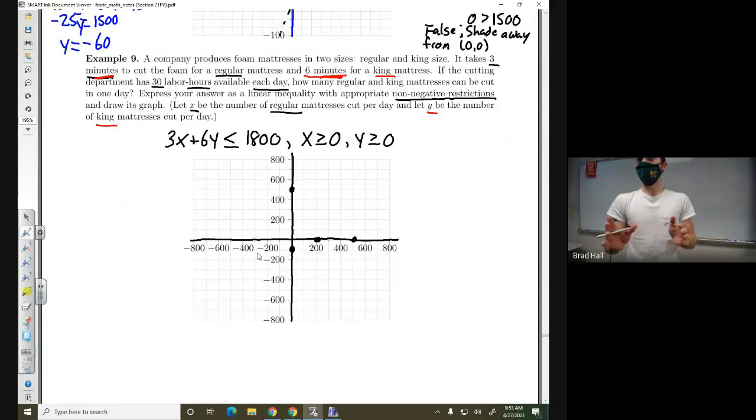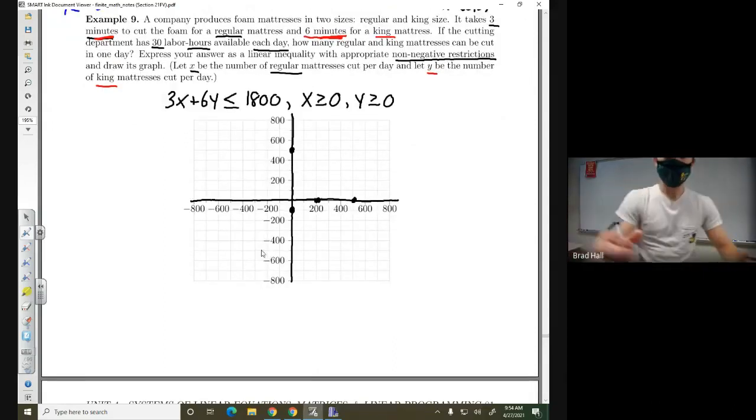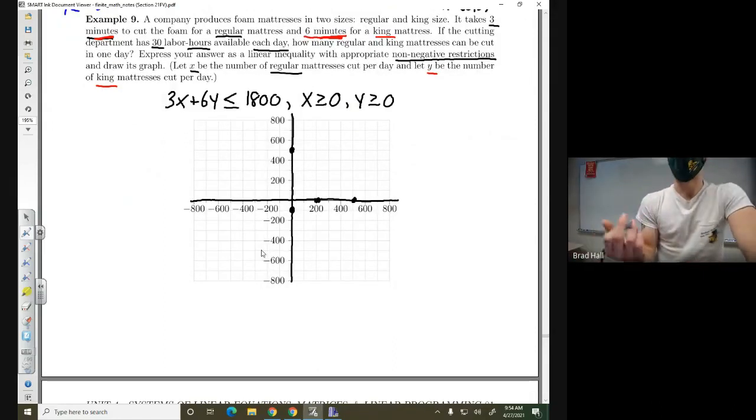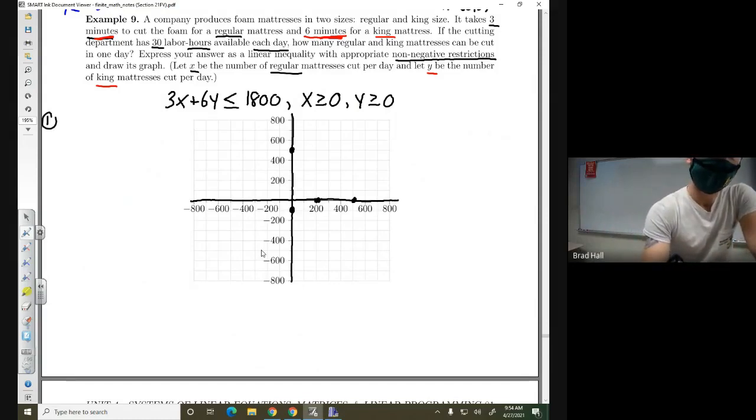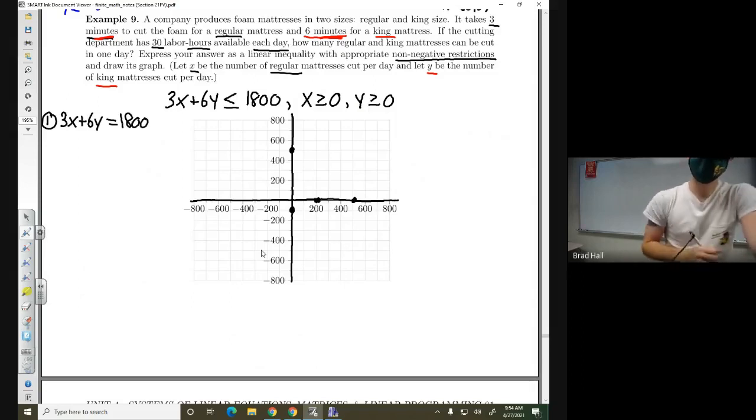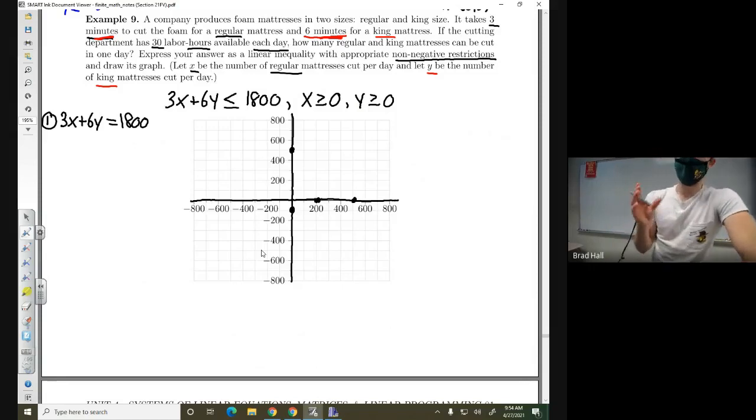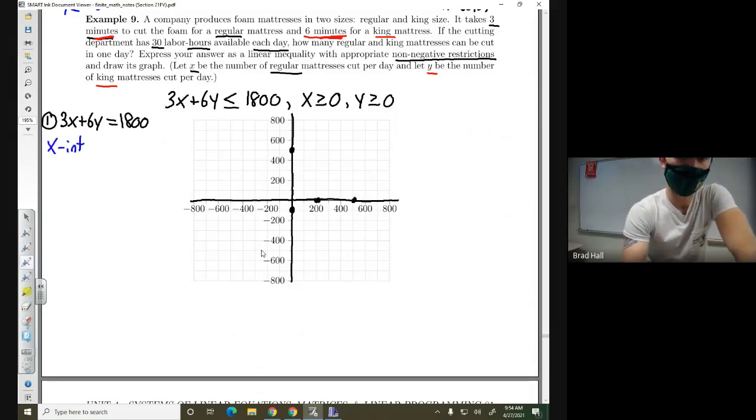So those take care of the non-negative restrictions. Now we move on to the inequality that we found. The 3x plus 6y is less than or equal to 1800. We'll start off with the underlying equation. And again, because it's written in this form, you can write this in slope-intercept form. But when it's in this form, I like to find the x and the y-intercept.